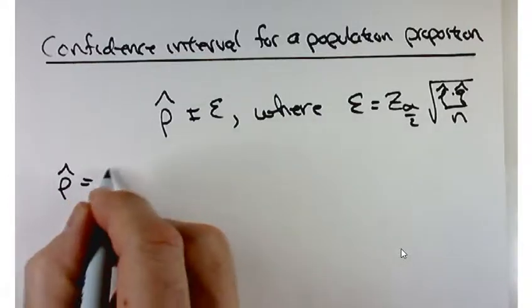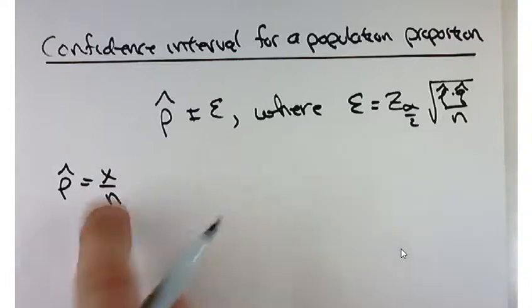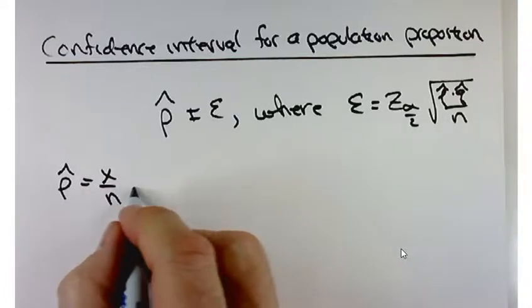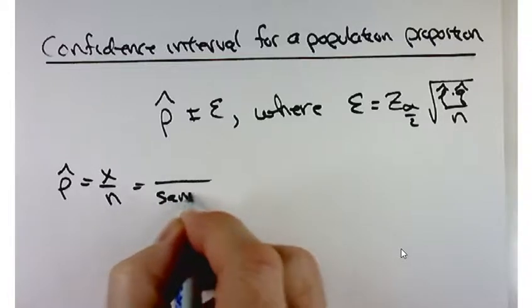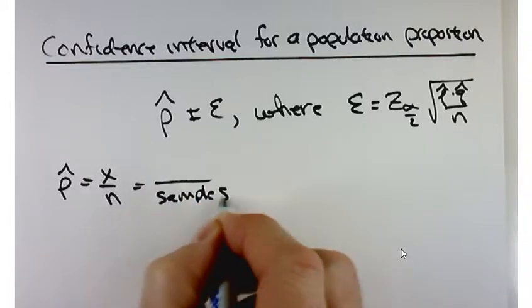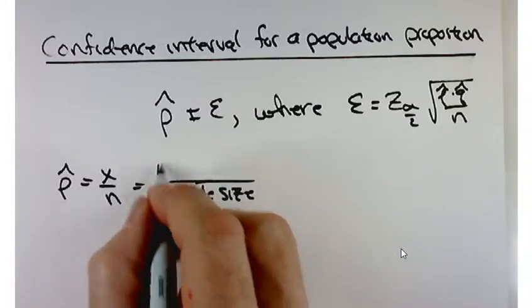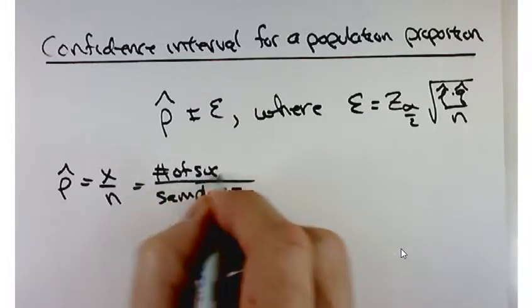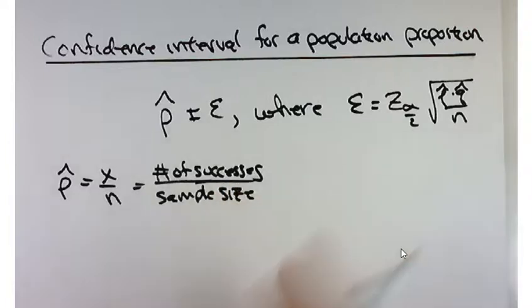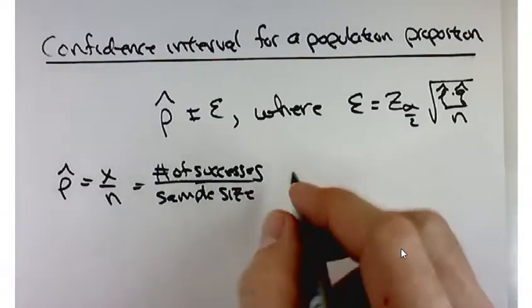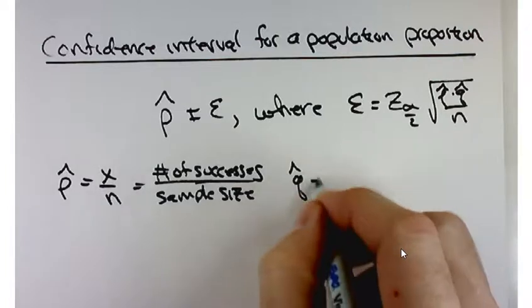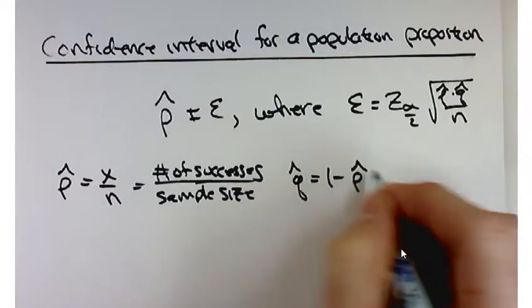P hat is going to be x over n, where n is your sample size. And x is the number of successes. What do you suppose q hat's going to be? 1 minus p hat.